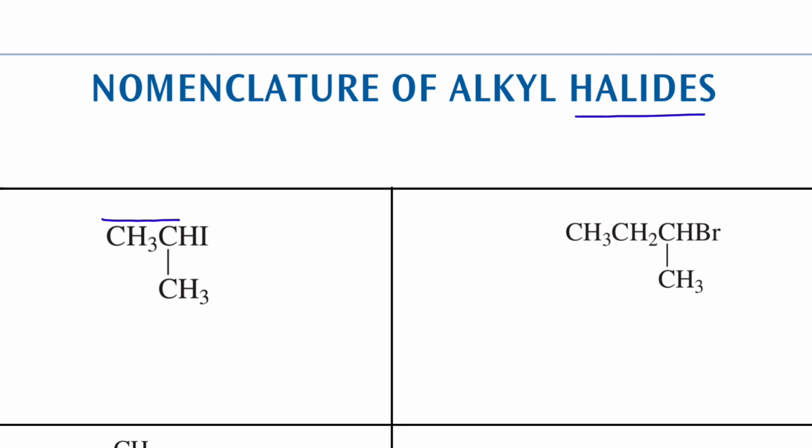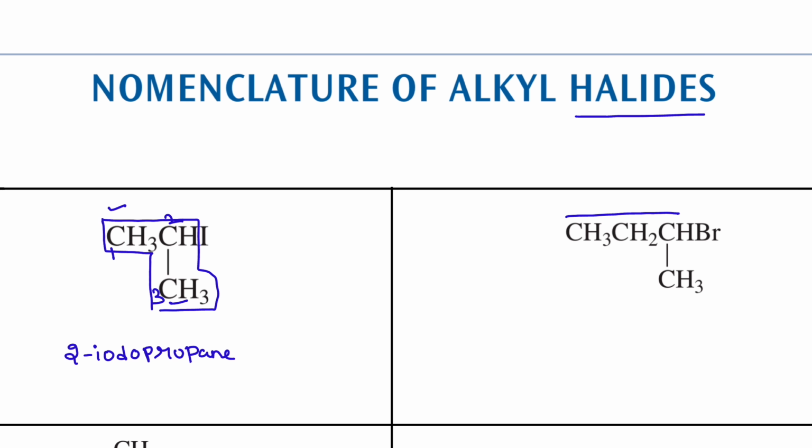In the first example, this is the longest chain, and a halogen is attached to the middle carbon. You can give numbering either from this side or from this side. The result is the same. So, the name of this compound is 2-iodopropane. The alkyl group is isopropyl group.